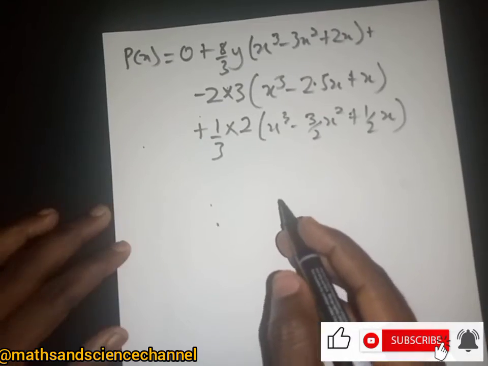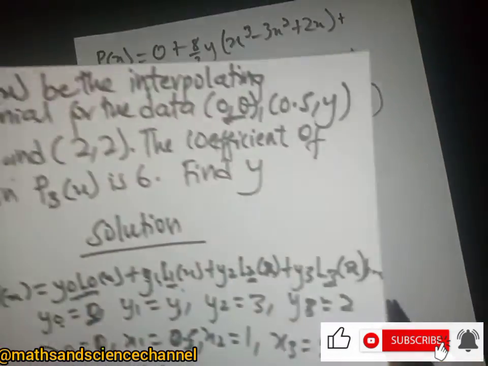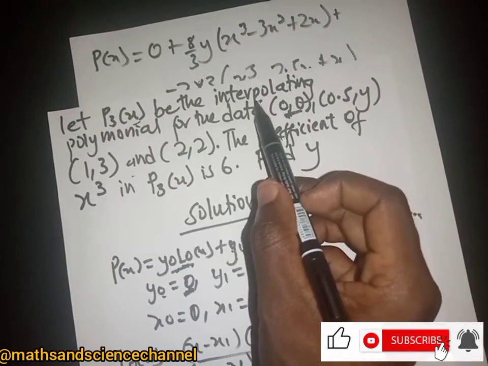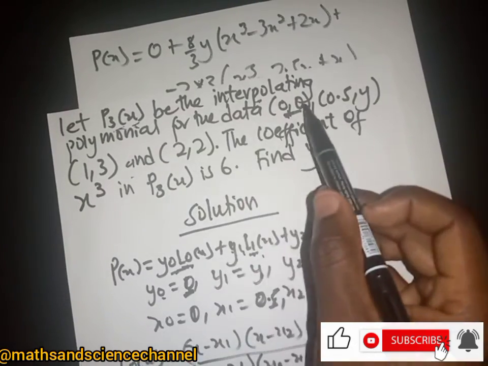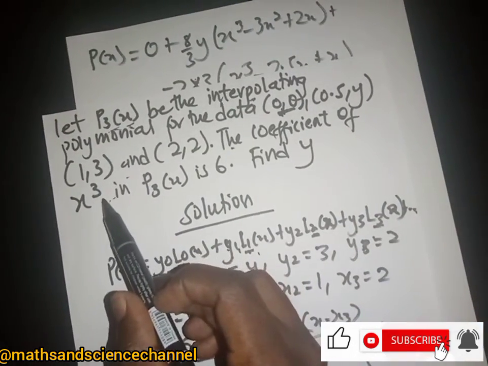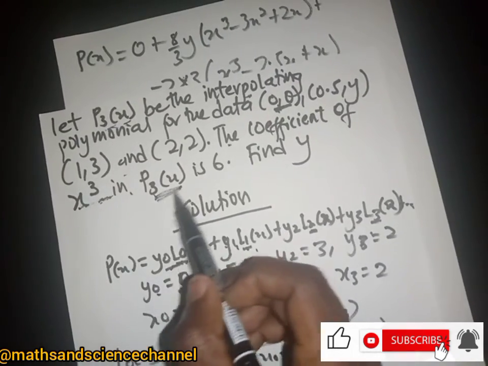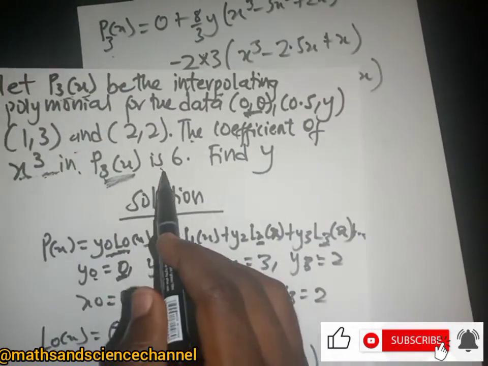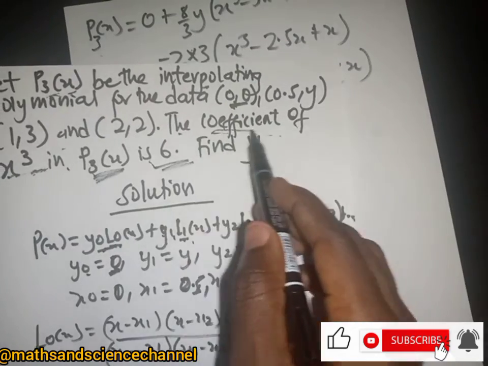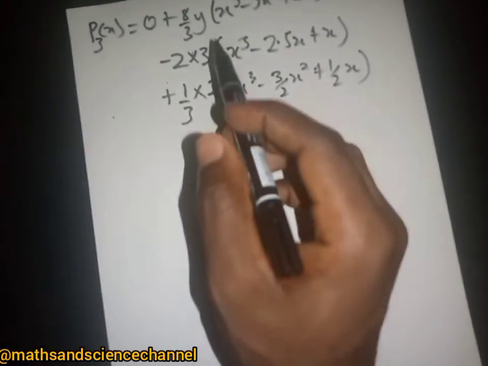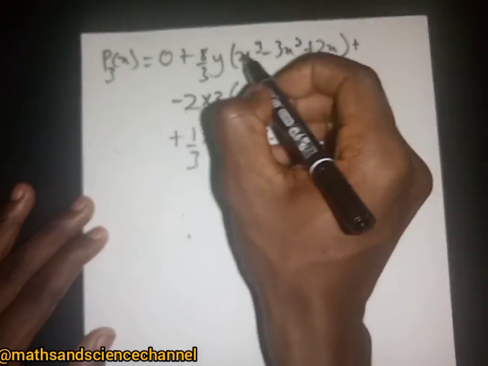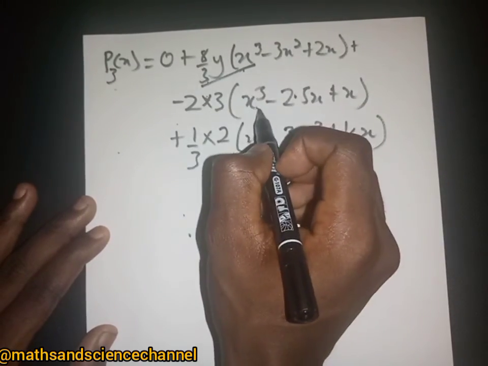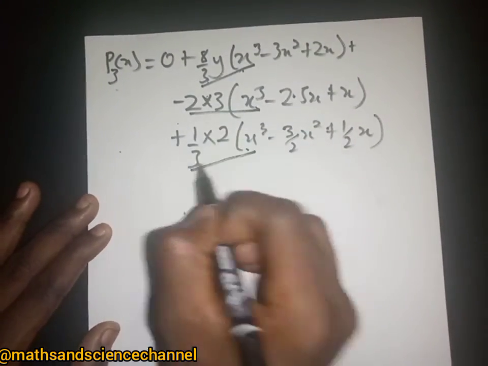That will be for P of x. But remember the question says that we should let P3 be the interpolating polynomial, that is, to the third degree. Now the coefficient of x cubed in P3 of x, which is a third degree polynomial, is 6, right? This statement is important: the coefficient of x cubed. So for this one, this is going to be the coefficient of x cubed, this is also going to be the coefficient of x cubed, and also this.